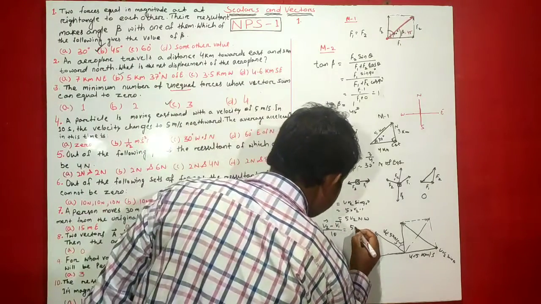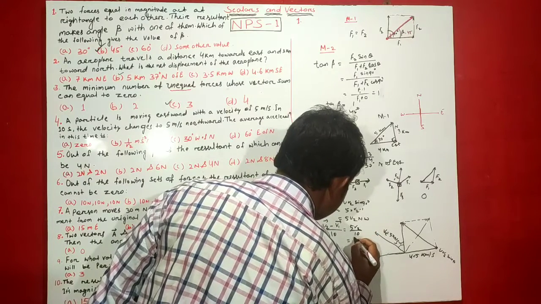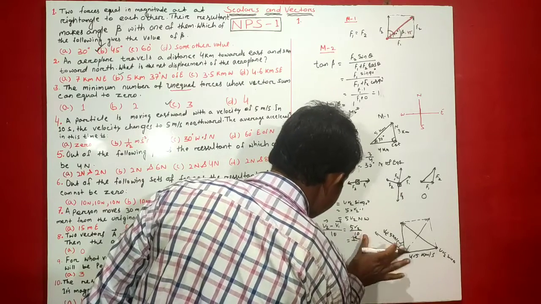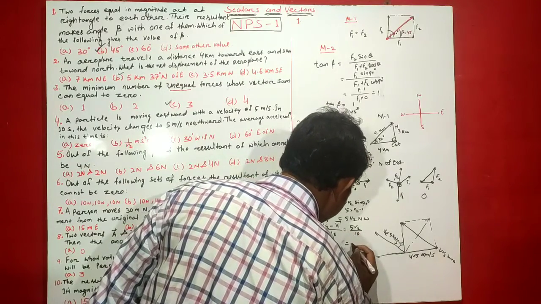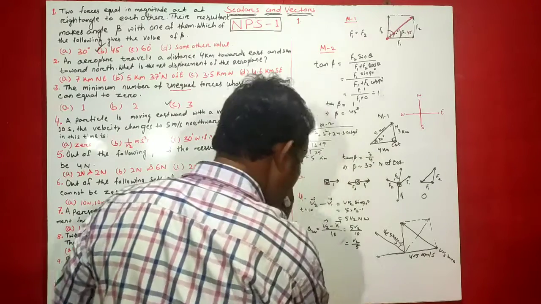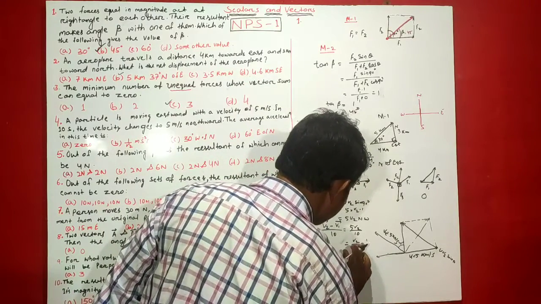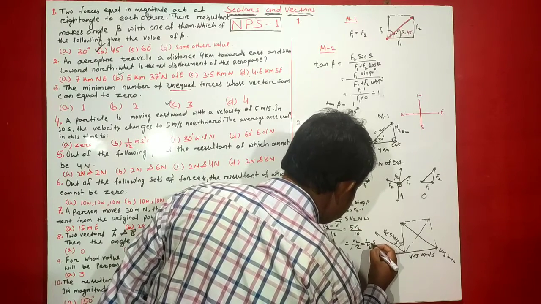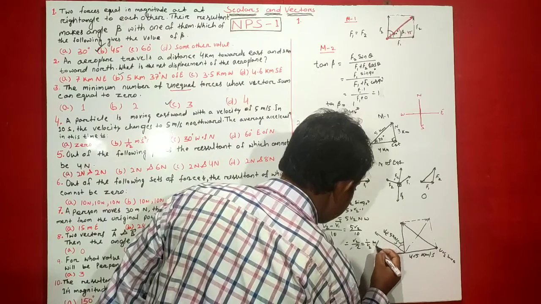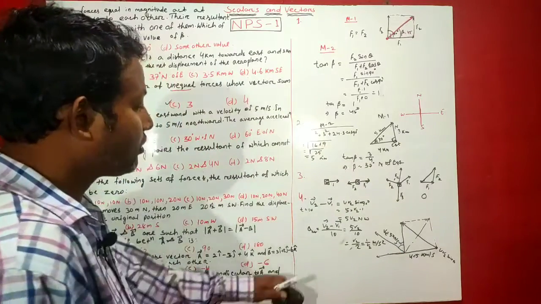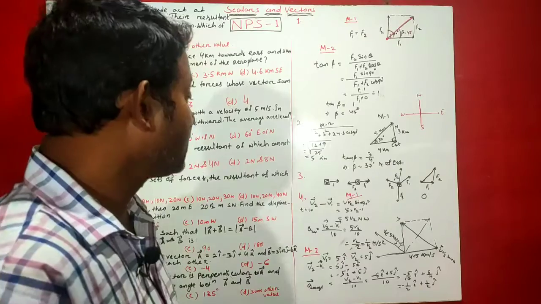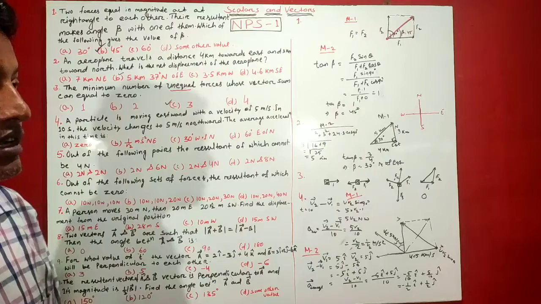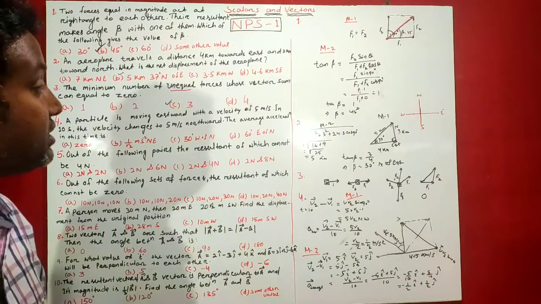So 5 root 2 by 10, this is 1 by root 2 meter per second square. So this is our answer. Next, number 4. So take a screenshot and I am going to erase it.